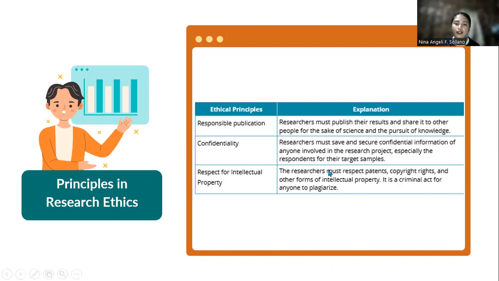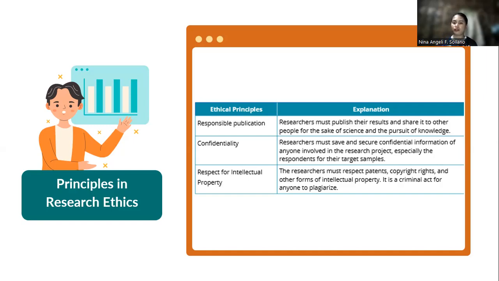Okay? Next, we have respect for intellectual property. This one, on the internet, especially on Facebook, you are fond of using music that is not your own. That's why Facebook sometimes has copyright issues. It may mute your video if you didn't acknowledge the owner of that music. Same as in research, you are to acknowledge the owners of that.